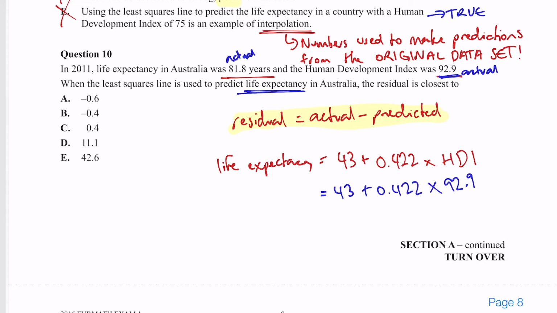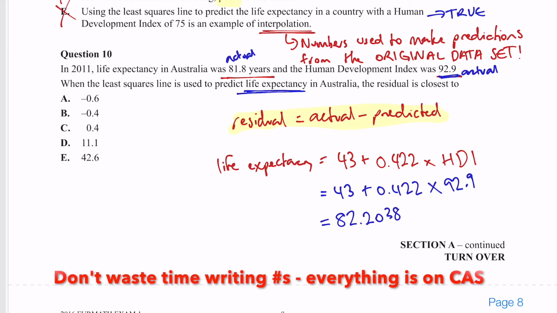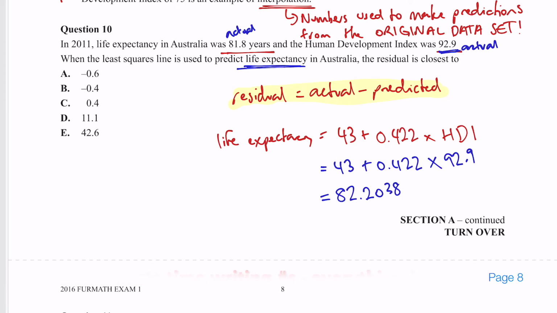So we need to fill in the gaps, so we'll fill in the gap for HDI, so 92.9. Do that on your calculator, and you should get 82.2038. Obviously don't need to write that value. This is the predicted, because we substitute it into the equation. So anything that we substitute into the equation, it's predicted. So now this is the predicted value.